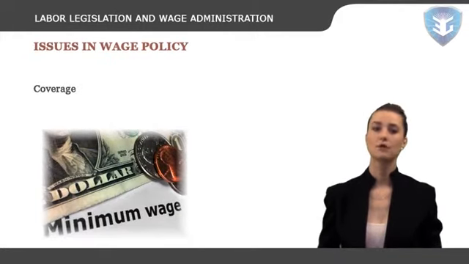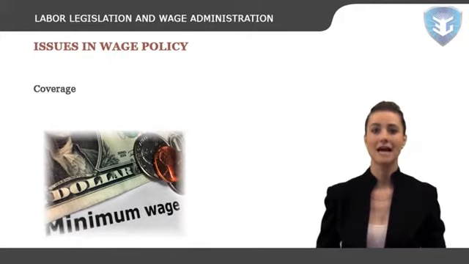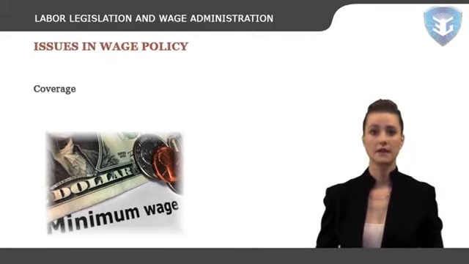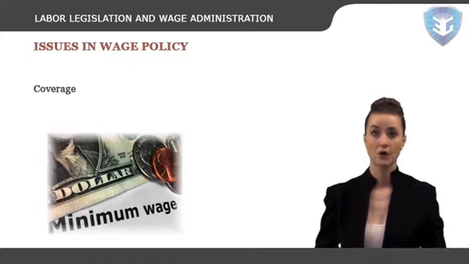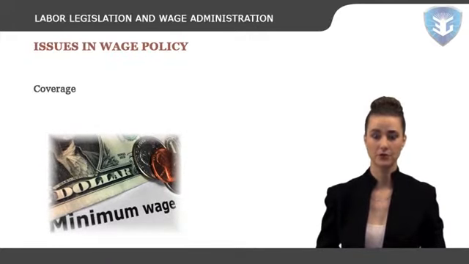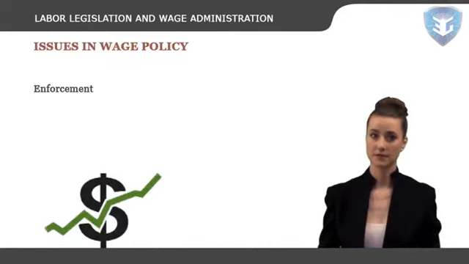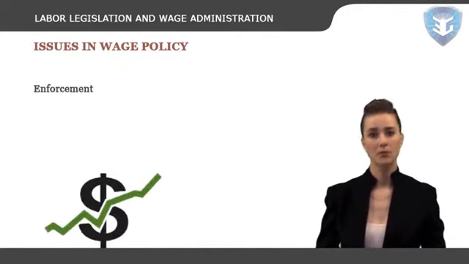Coverage. In order to have minimum wage fixed, the employment or industrial activity has to be included in the schedule of employments. Currently, the number of scheduled employments in the central government is 45, whereas in the state sphere the number is 1,232. Enforcement. The main problem of minimum wage legislation is poor implementation.